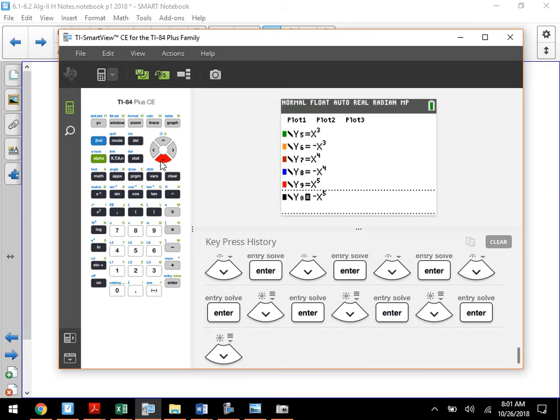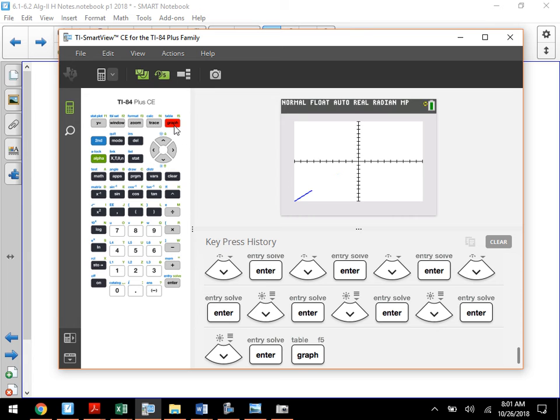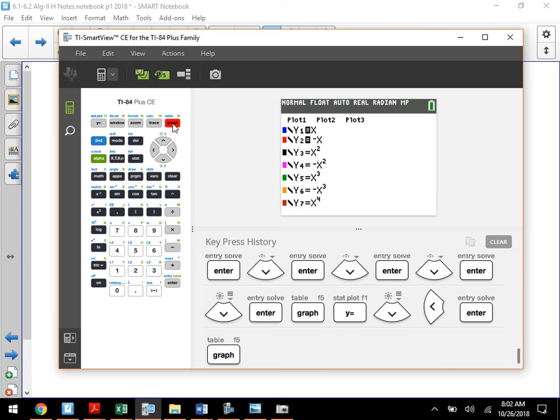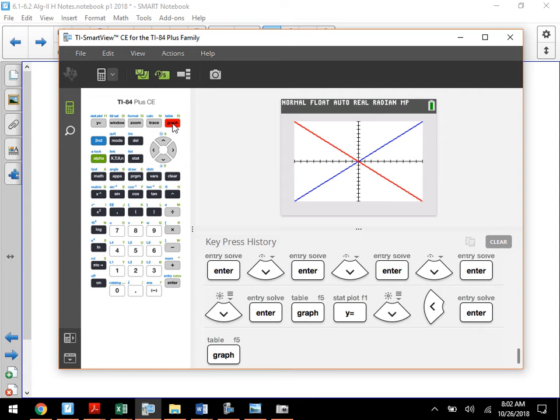All right. And then go back to your graph. So, what direction does y equals x go? So positive slope, right? So it goes up and right. What did the negative one do? It was the other direction.